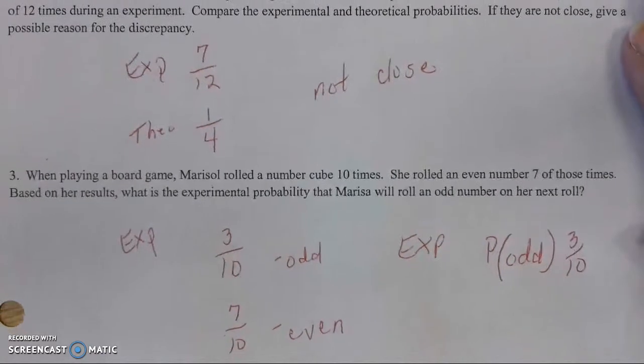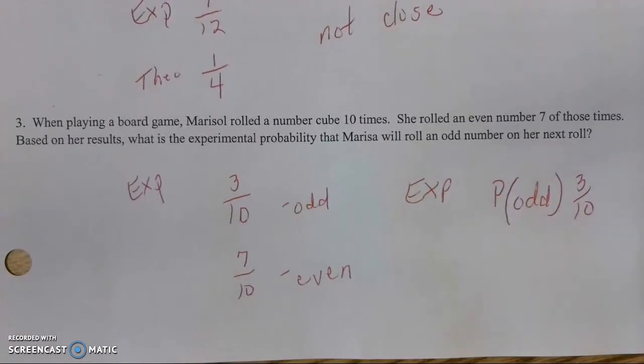Okay, and that's all experimental and theoretical probability involved. It's just in one, it's what should happen. In the other, it's what does happen.